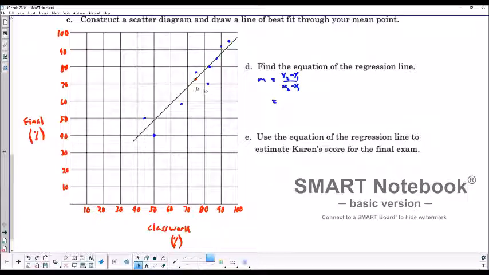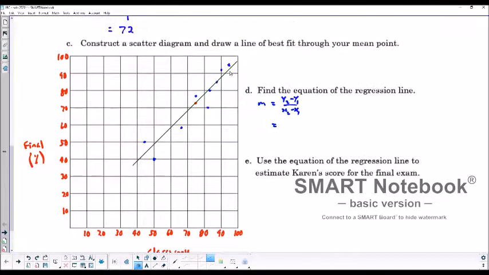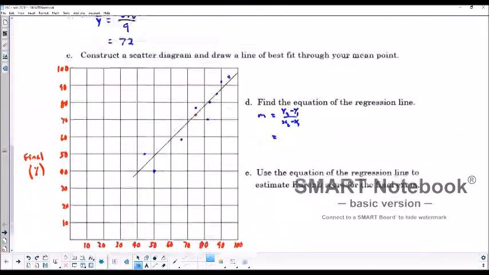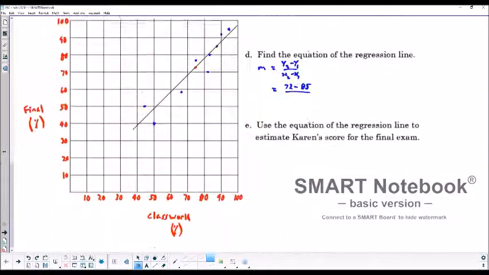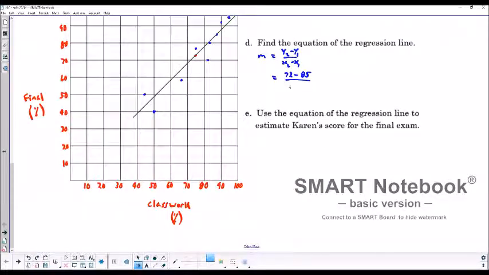And I'm going to use the mean point. Of course, that's the one point that we definitely know. And as it turns out, the line actually goes through this other point here, which I think is 88 and 85. That would be Uma's point. So we'll do the mean point, so 72 minus 85, over 75 minus 88. Okay, so then that gives us negative 13 over negative 13. Look at that. That's pretty incredible. And so that gives us a gradient of 1.